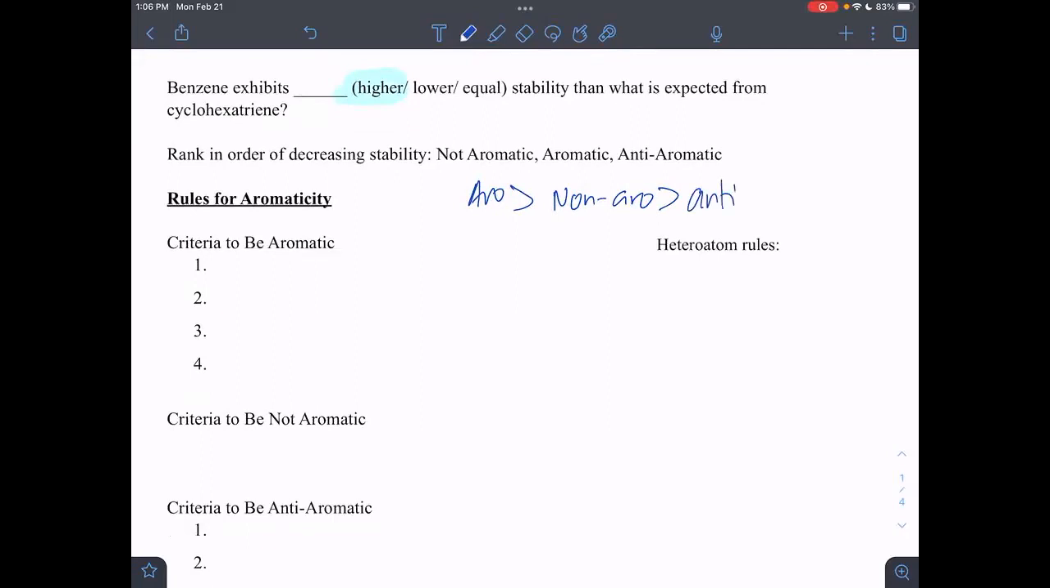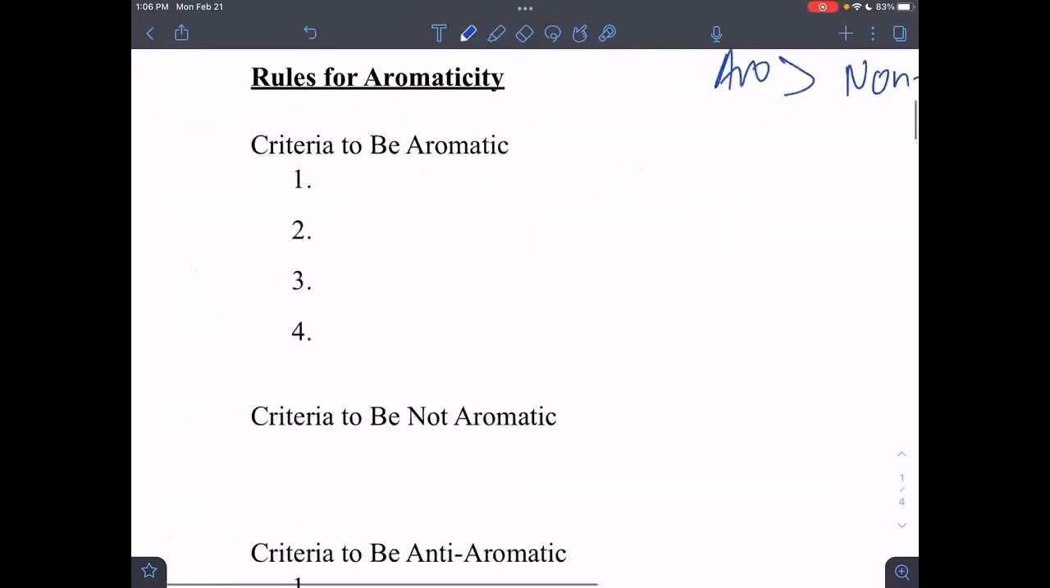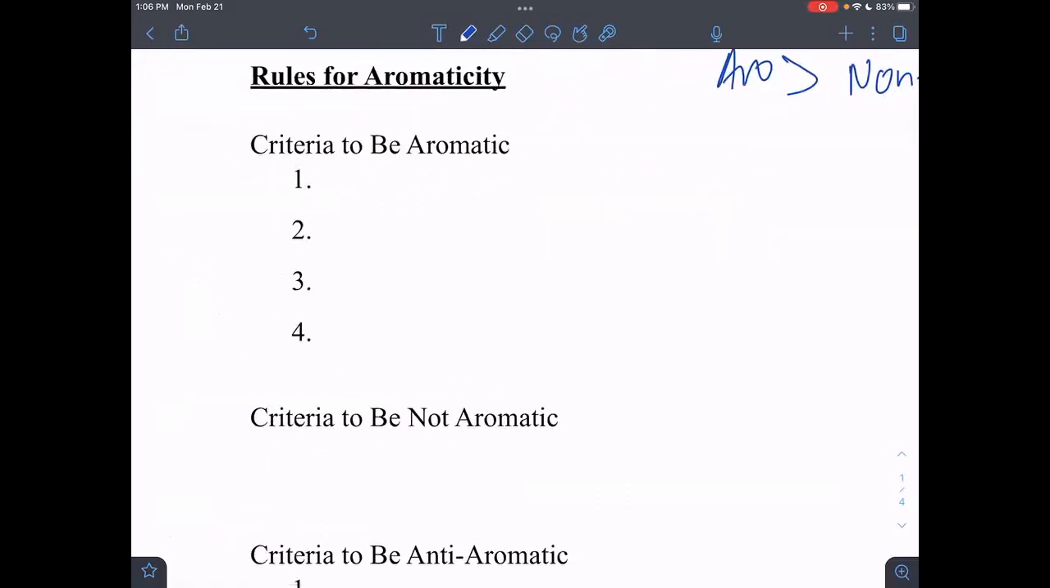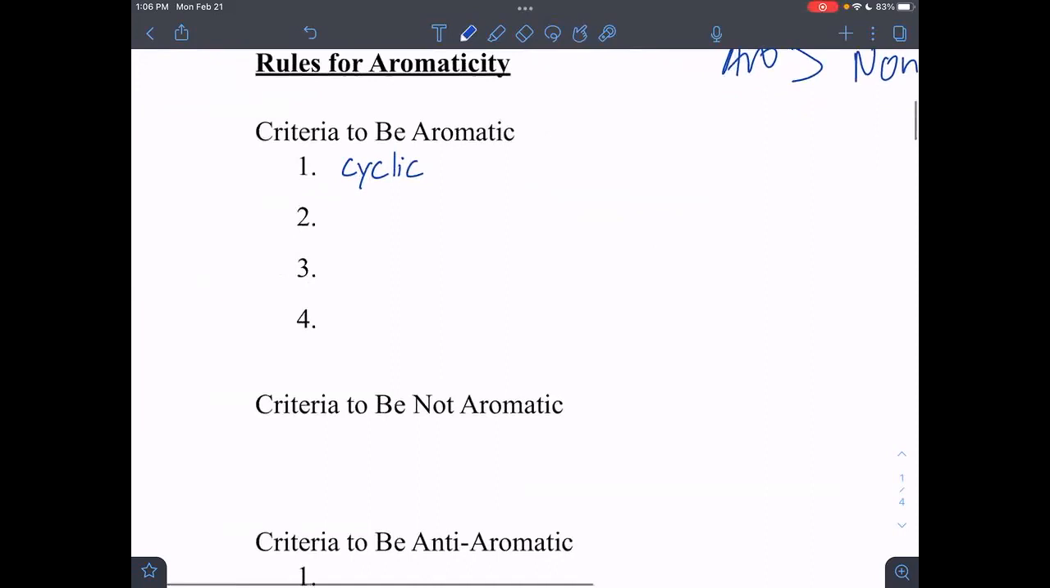Cool. So let's fill in the rules for aromaticity. There's 4 criteria for a molecule to be aromatic. The first one is that it has to be cyclic. So no linear molecules. It also has to be planar. That gets a little confusing, but for the most part, just remember that anything smaller than 8 atoms is just automatically planar. And then the system has to be fully conjugated.